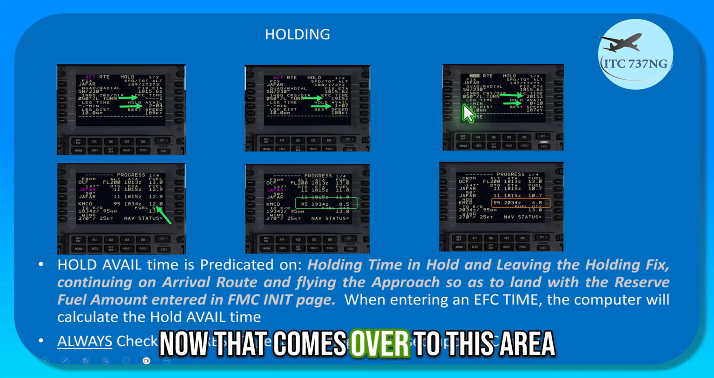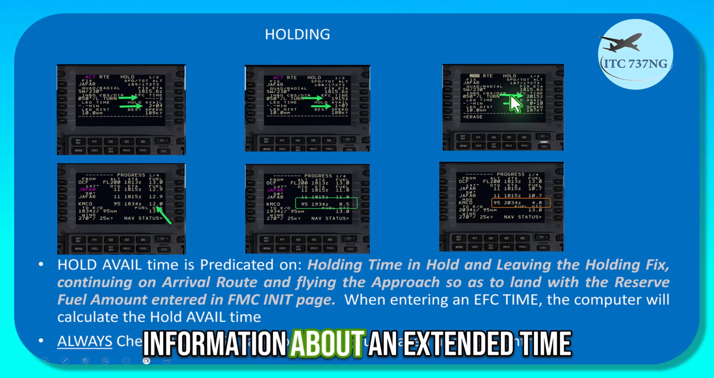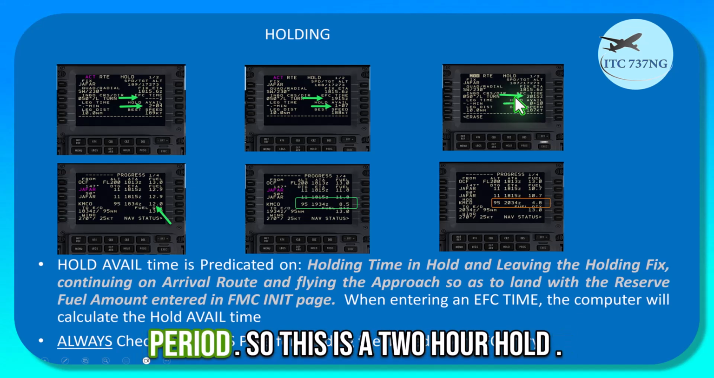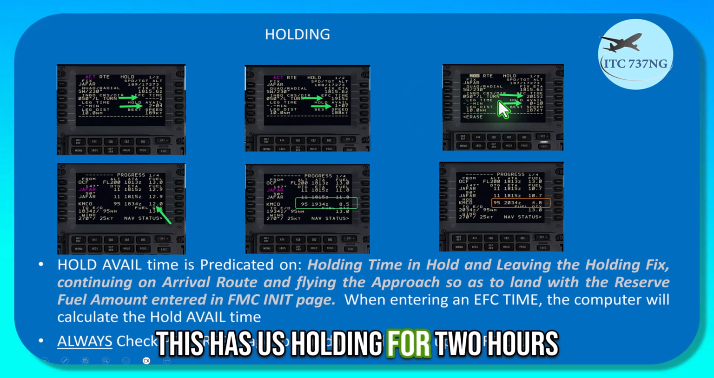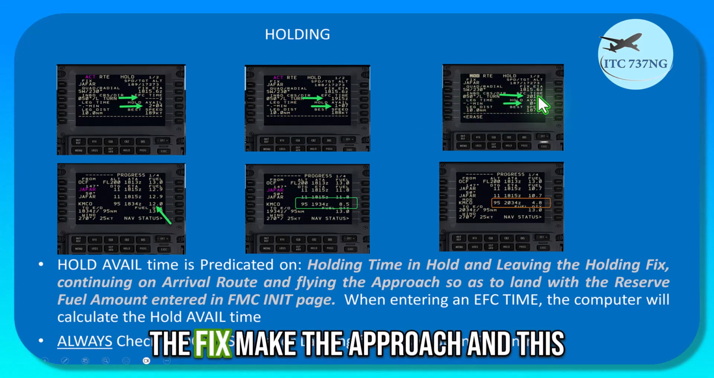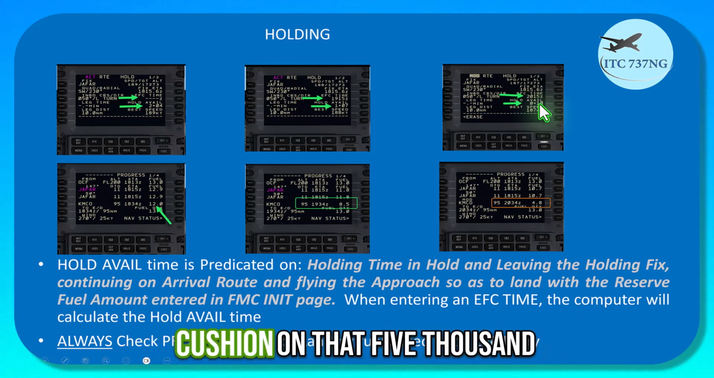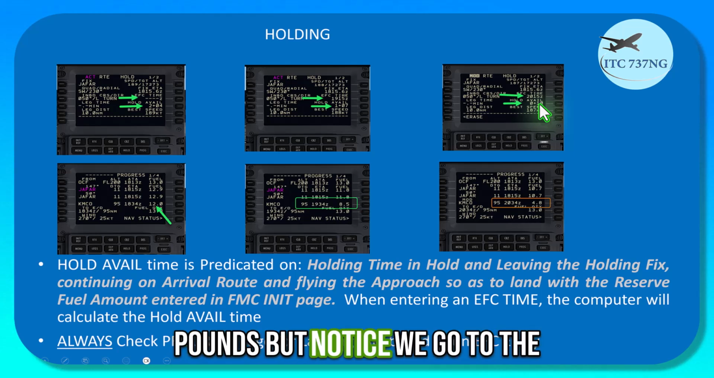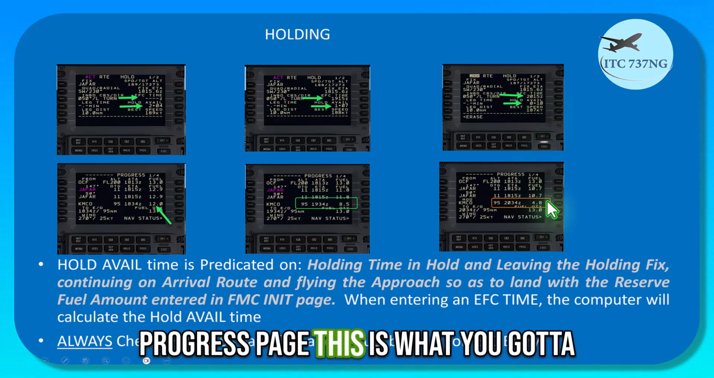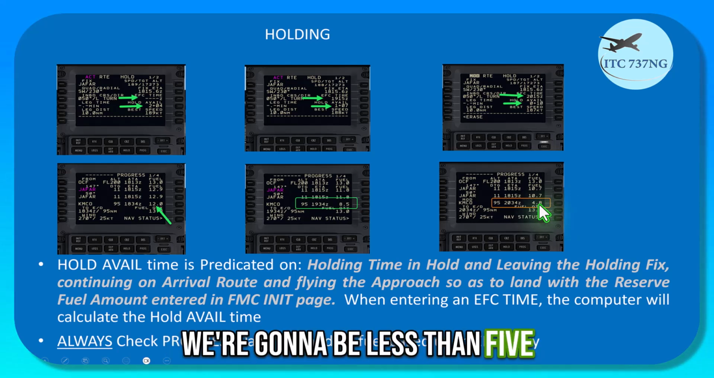Now that comes over to this area here, which gives us a little bit more information about an extended time period. So this is a 2 hour hold. This has us holding for 2 hours. And after 2 hours, we can leave the fix, make the approach, and this gives us a little bit of a cushion on that 5,000 pounds. But notice we go to the prog page. This is what you got to consider to be accurate. Notice we're going to be less than 5,000 pounds.